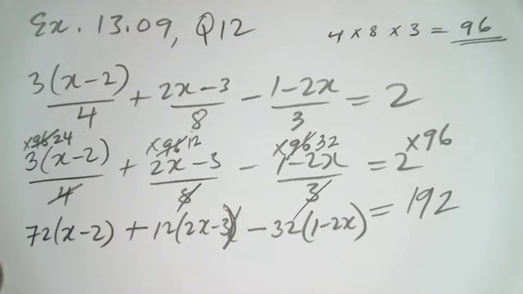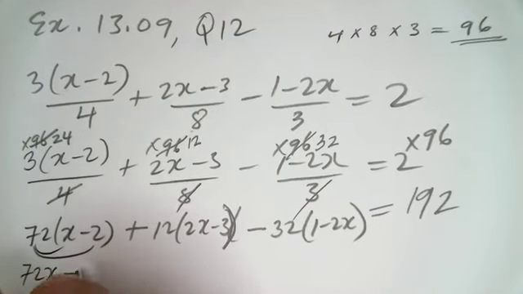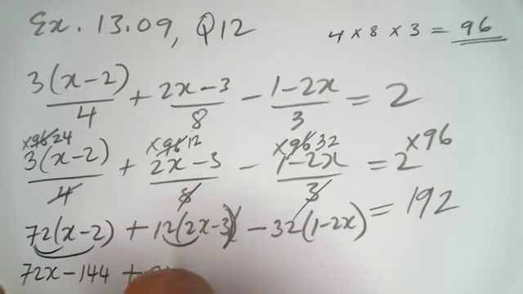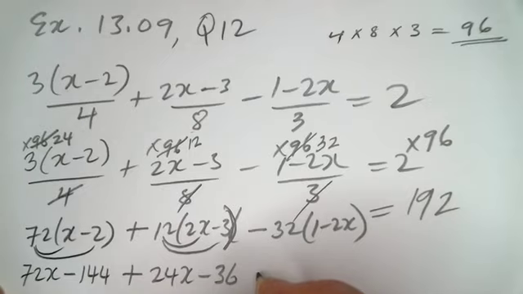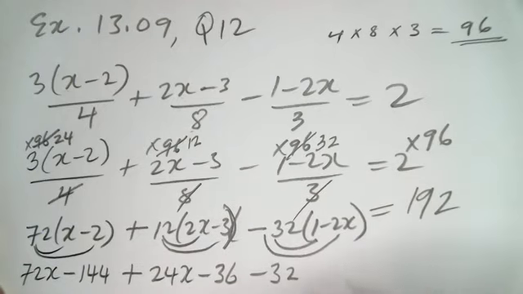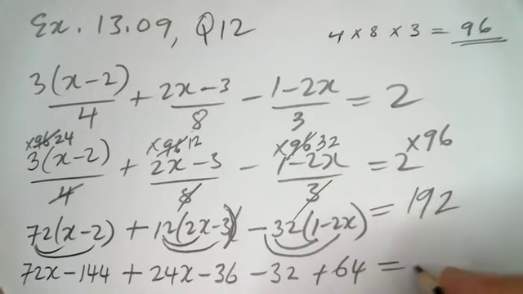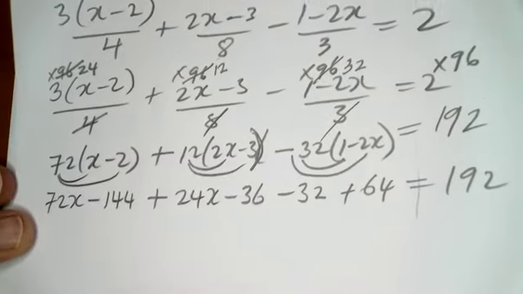All right, let's expand that out. So 72 times x is 72x. 72 times negative 2 is going to be negative 144, plus 12 times 2x is 24x. 12 times minus 3 is minus 36. Negative 32 times 1 is negative 32, and negative 32 times negative 2 is going to be positive 64x. And all of that, of course, equals 192. We're trying to keep those equal signs under each other as we go.